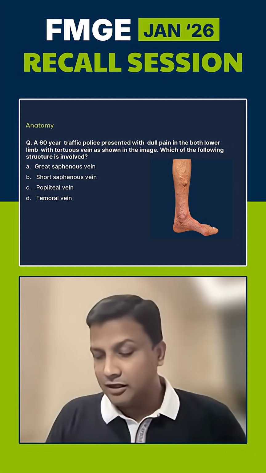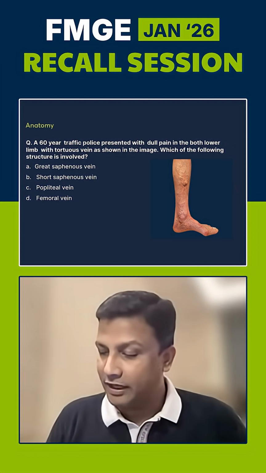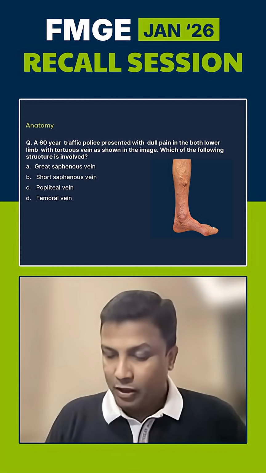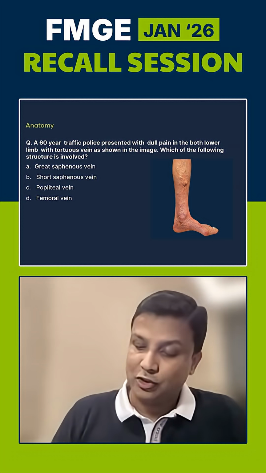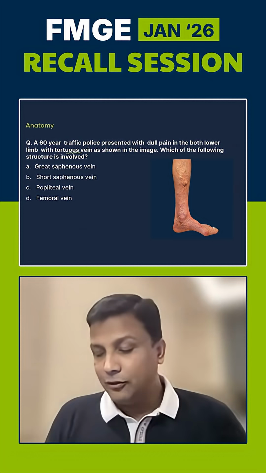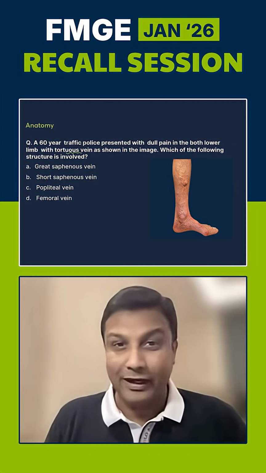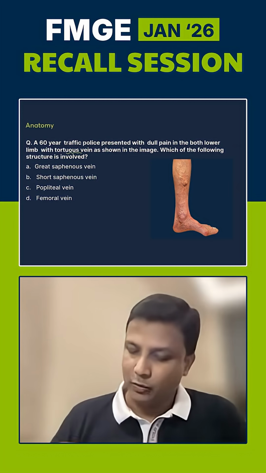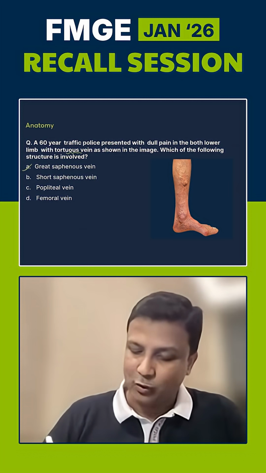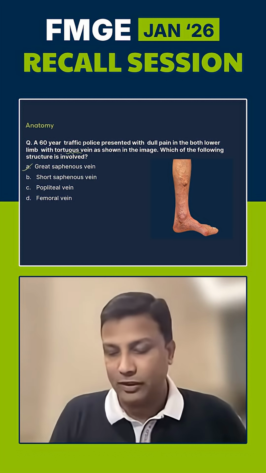A 60-year-old traffic police presented with dull pain in both the lower limbs with tortuous veins as shown in the image. Which of the following structures is involved in this one? Obviously, it is representing the varicose vein, and the vein which is involved here will be the great saphenous vein. The great saphenous vein will be involved in this one.